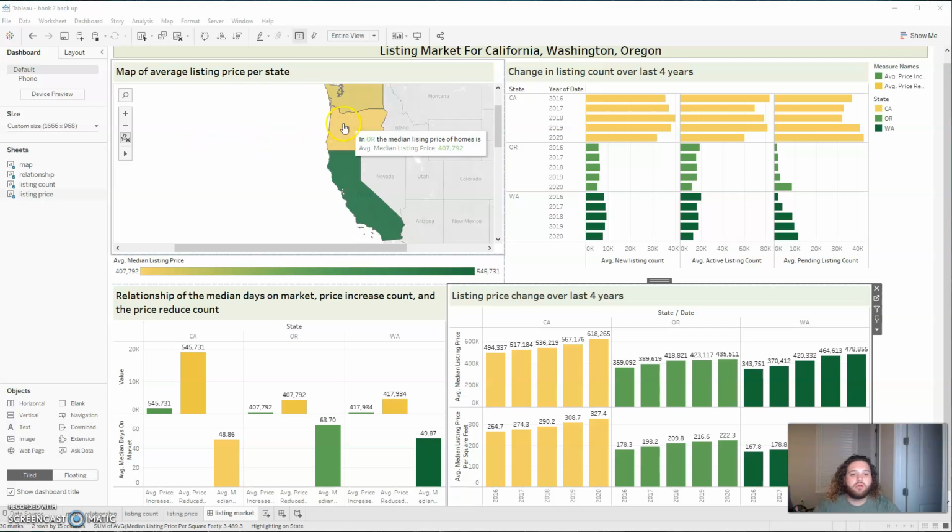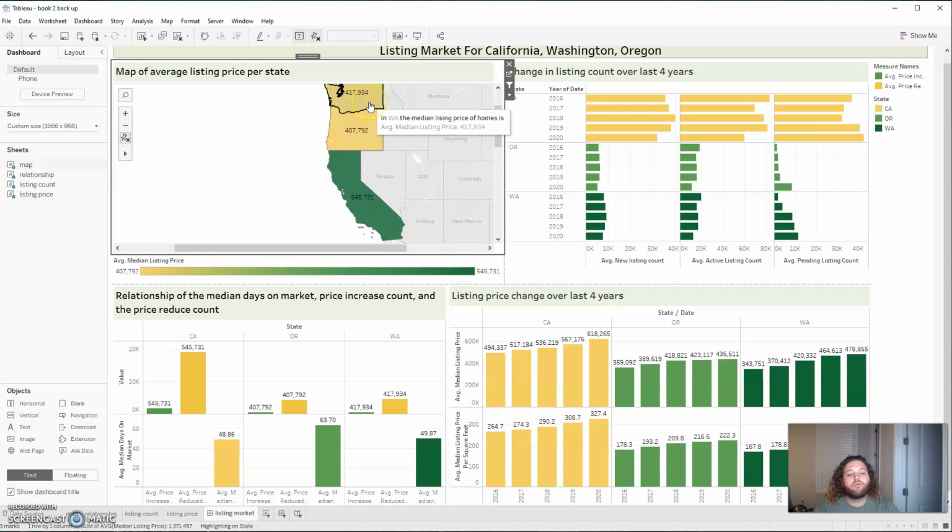The average listing price for a home in the state of Washington, you're going to be looking at $417,934. Rolling down into Oregon, you're looking at $407,792. And California, looking at an all-time high of the three states at $545,731.